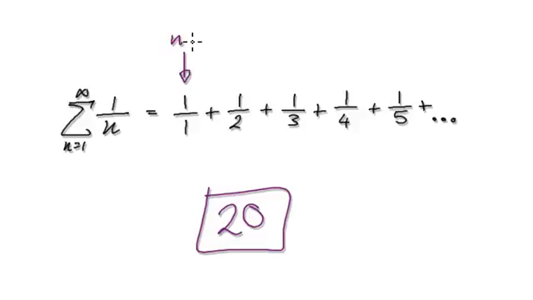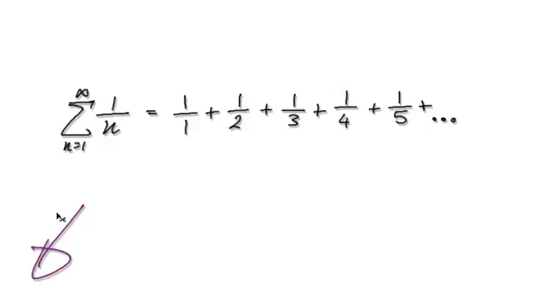So this is our n equals 1. This is one term. This here would be 2 terms. How many terms will I need in order to reach 20? So press pause and have a go.